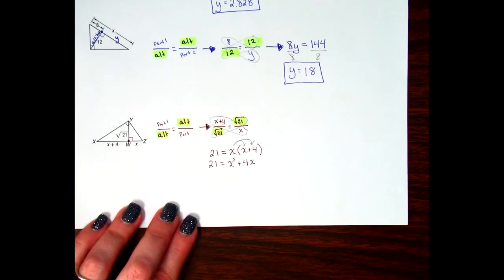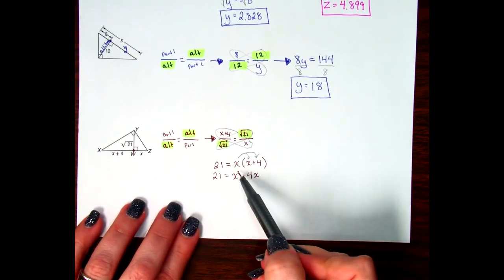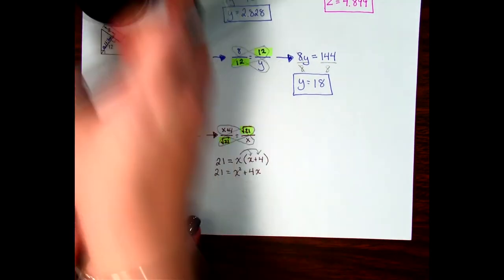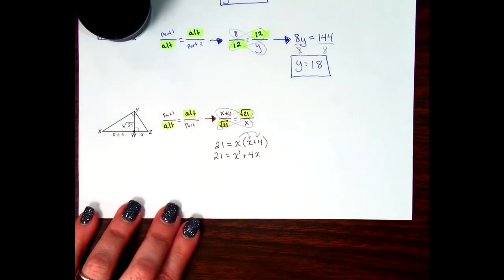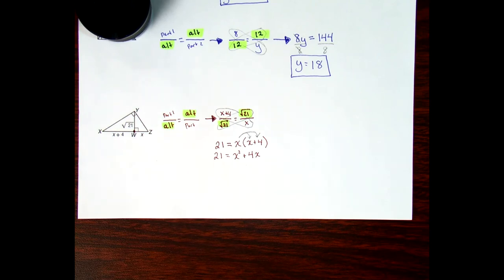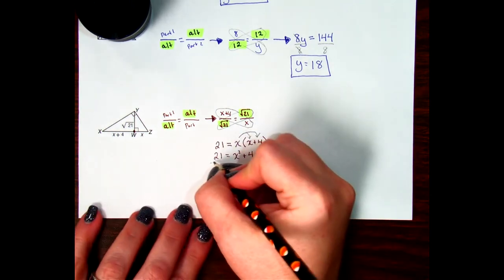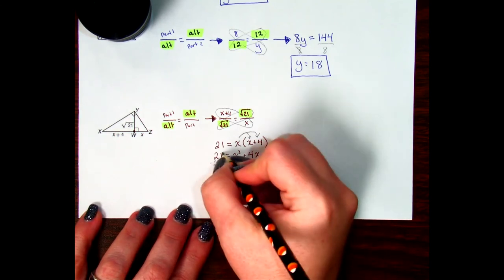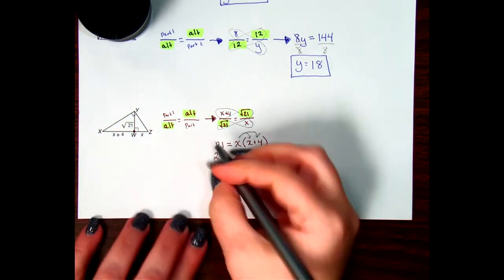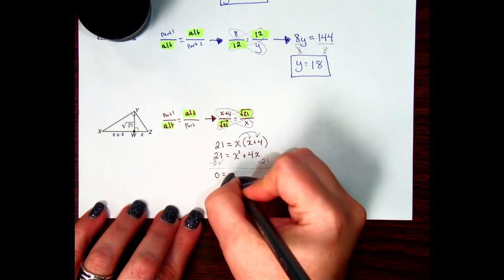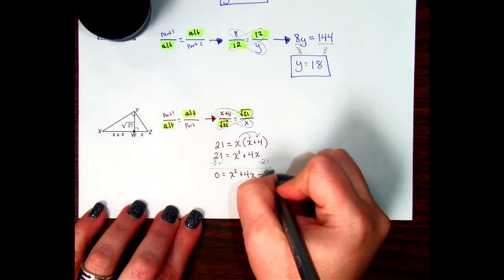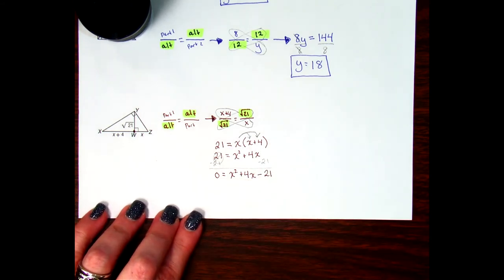Okay, now this one has a square in it and it has an x in it. So I'm not going to be able to just square root like I've been doing to get rid of that square. Which means I'm going to have to factor this. In order to factor, it does have to be equal to 0. So to make this equal to 0, I need to subtract this 21 on both sides, because now 21 minus 21 is 0. So I'm going to have 0 equals x squared plus 4x minus 21. Okay, that I need to factor.